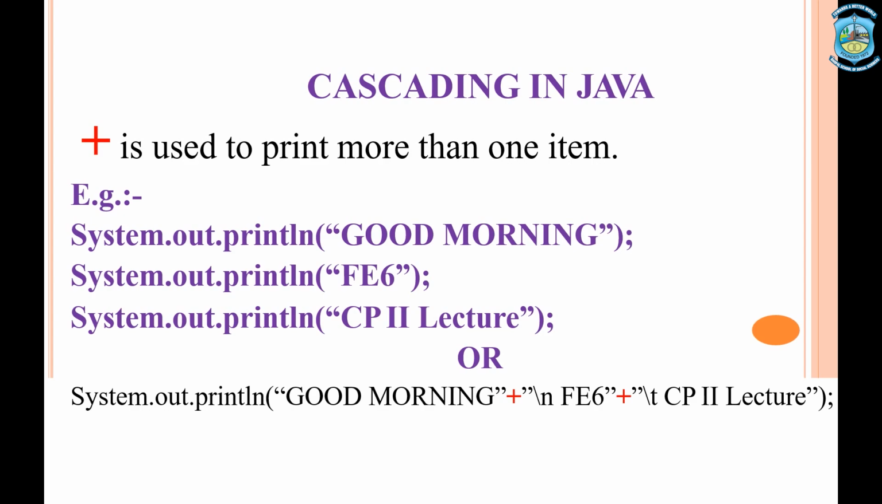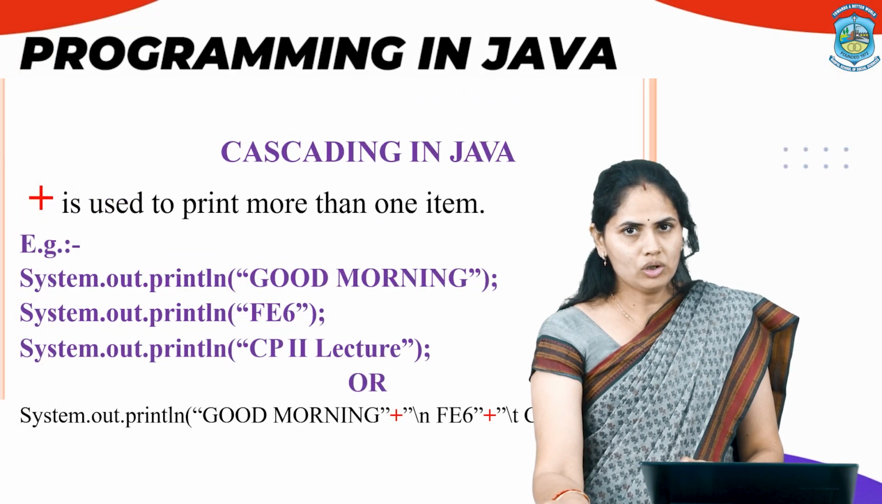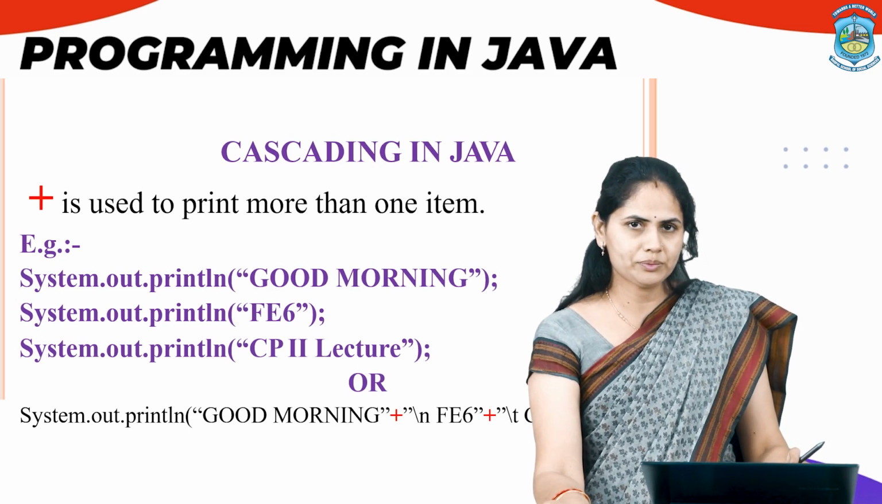System.out.println, then within the brackets double quotes good morning, then the plus operator, then double quotes start. If you want the next string in a new line, we can use \n. Either you can use the println function, or with the print function you can use \n, that is also for a new line. So \n for a new line, FE6, plus to concatenate strings, then \t. Here I am also using \t, that is for giving some space, a tab-type space. Then CP2 lecture. Now what will be the output of this program?